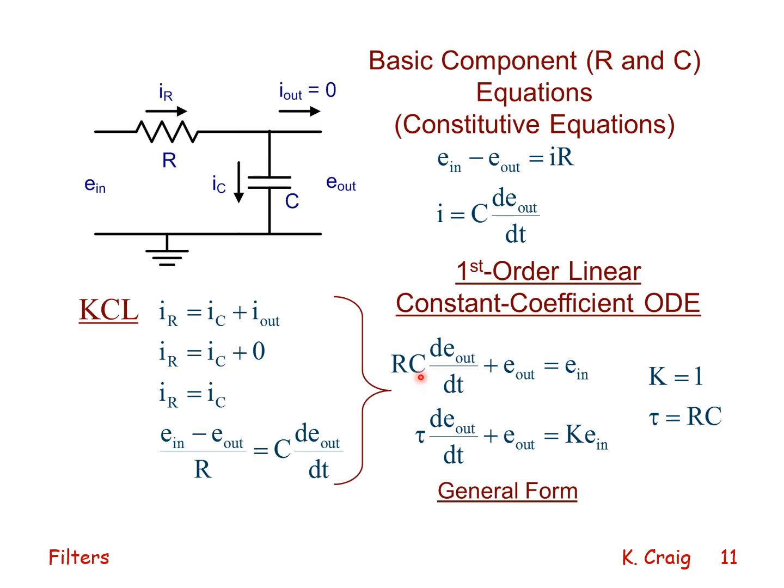We define RC as the time constant tau, and in general form, we have a constant times E in, which in this case is 1. So the general form for this first order, linear, constant coefficient, ordinary differential equation is tau times the time derivative of E out plus E out equals K times E in.